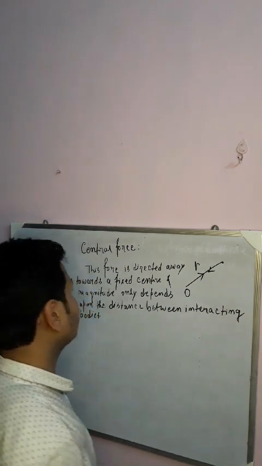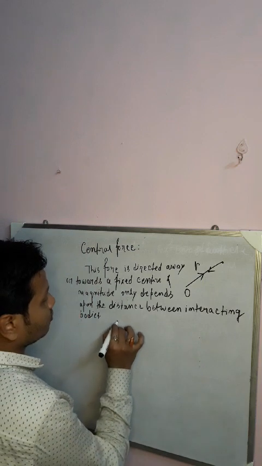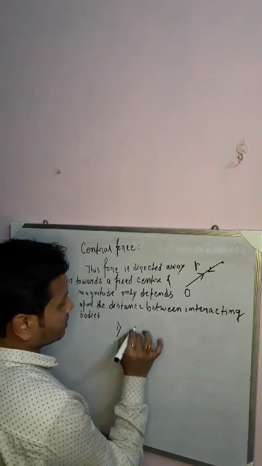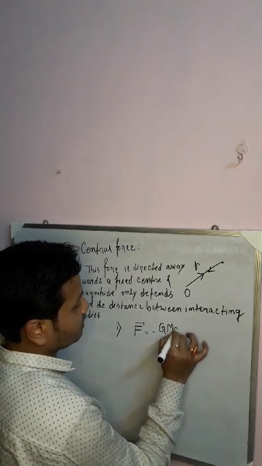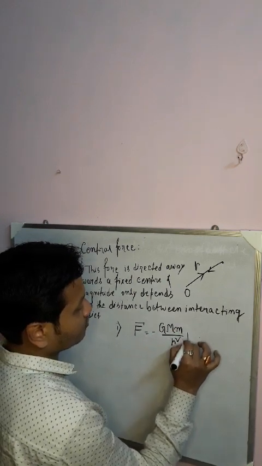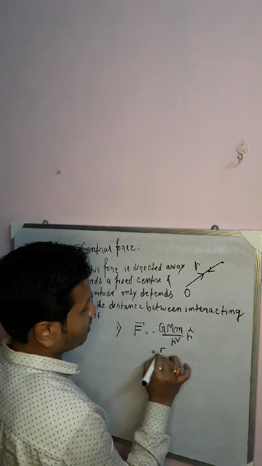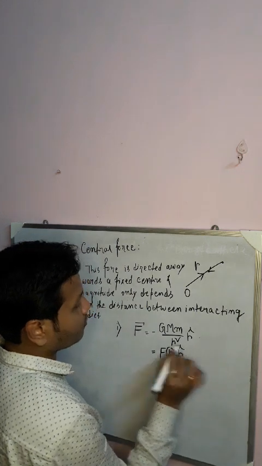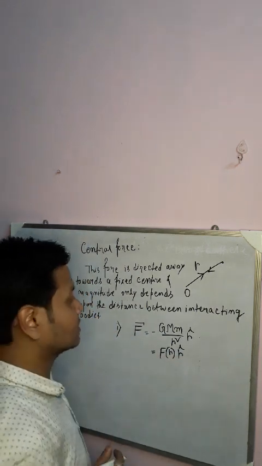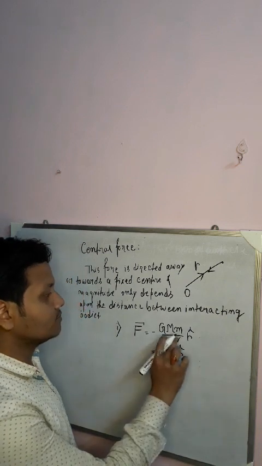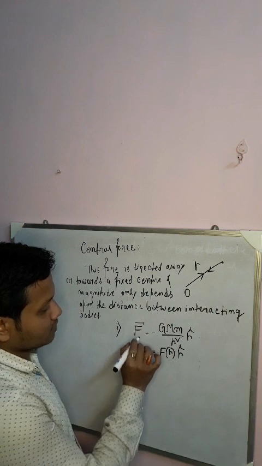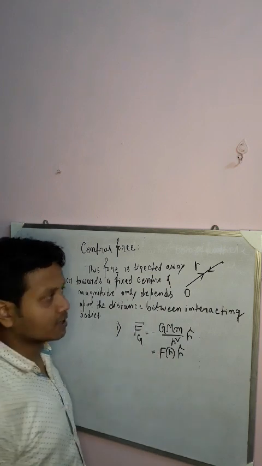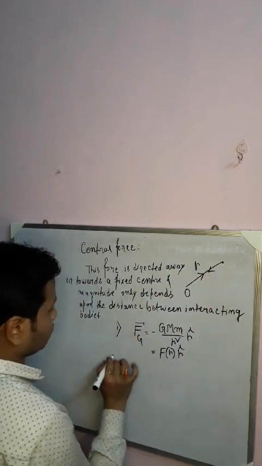If we take a familiar example, we all know the gravitational force of attraction, which we can write as minus GMm by r square into r cap. So this you can always write in this form, f of r into r cap. And since gravitational force is always attractive, there is a minus sign. Gravitational force is always a central force.